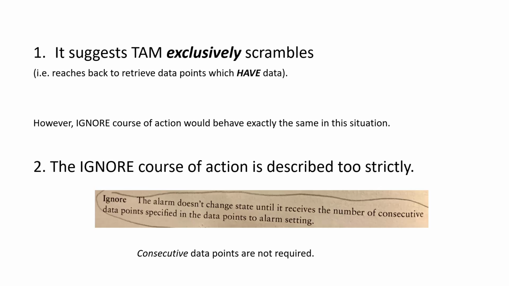Secondly, the second way it's misleading is that in fact all 4 courses of action reach back for data. Limited scrambling within the ER. Secondly, they describe the ignore course of action too strictly. So they say with ignore, the alarm doesn't change state until it receives the number of consecutive data points specified in the data points to alarm setting.